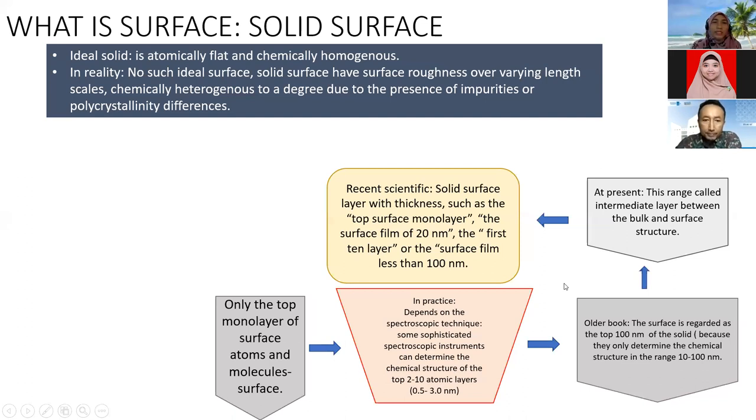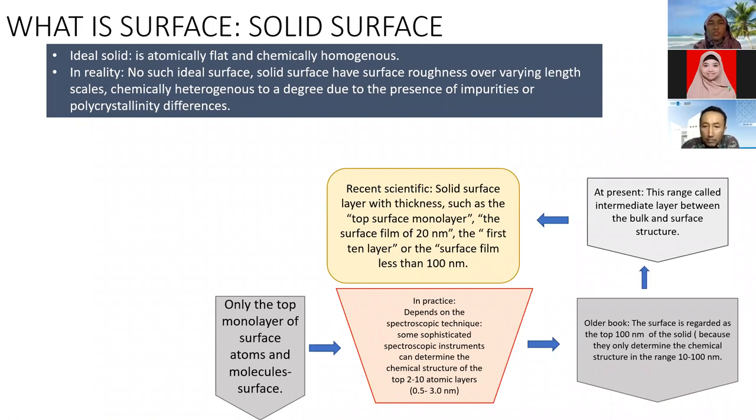What is surface? When we say surface, we can talk about liquid surface, but I will emphasize solid surface. So an ideal solid is automatically flat. Normally when we say ideal solid, when you talk about surface, you can see it's flat, very smooth, and chemically homogeneous.